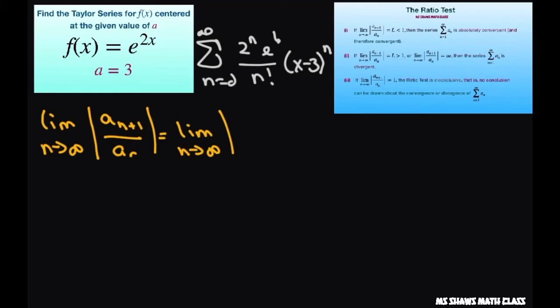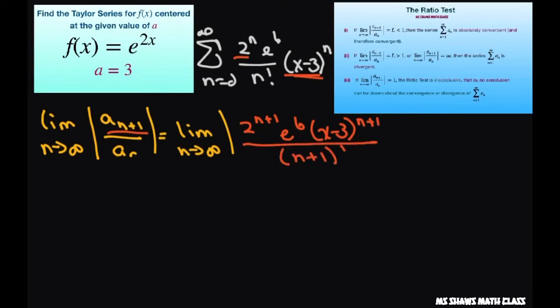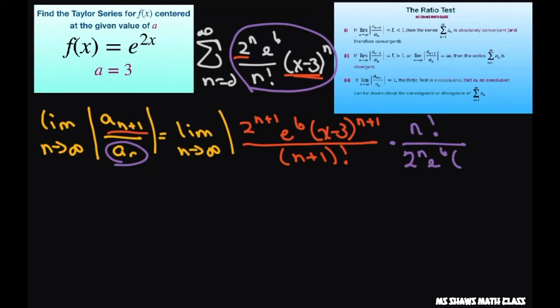Now let's substitute everything in. First we're doing a sub n plus 1. That's going to be 2 to the power of n plus 1 times e to the 6th in the numerator, times x minus 3 to the power of n plus 1 divided by n plus 1 factorial. Now for a sub n, that's divided, so we're just going to multiply by the reciprocal. We're going to get n factorial divided by 2 to the power of n, e to the power of 6, and then x minus 3 to the nth power.